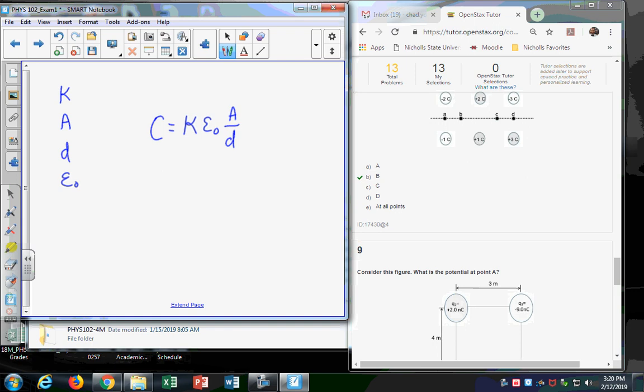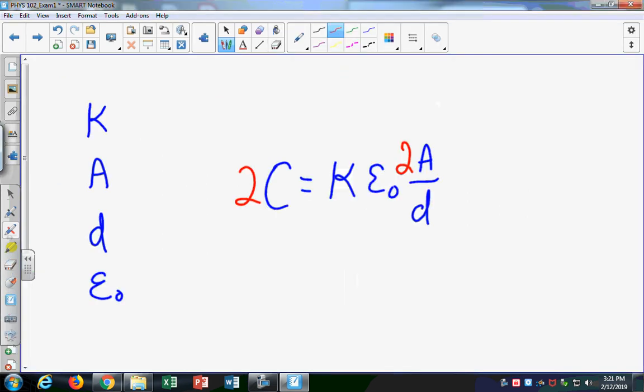But then you'll also have a couple of questions that are more conceptual, like what happens if I change the area of the plates? Or what happens if I change the separation between the plates? We did several of those in class. Right, so if I double the area of the plates, that doubles the capacitance. Or if I halve the separation, that doubles the capacitance as well.